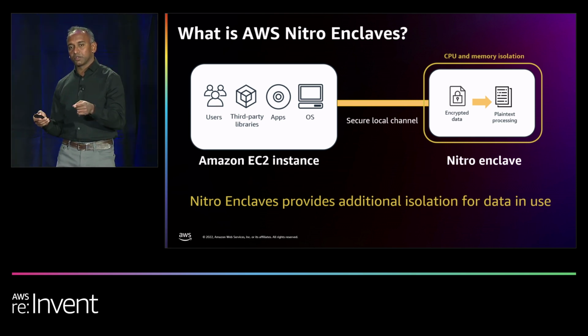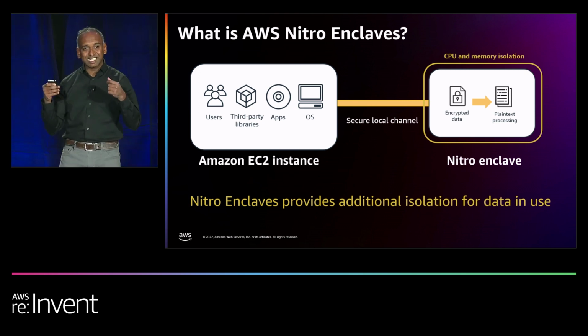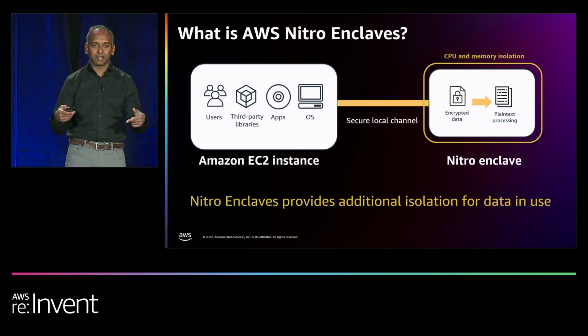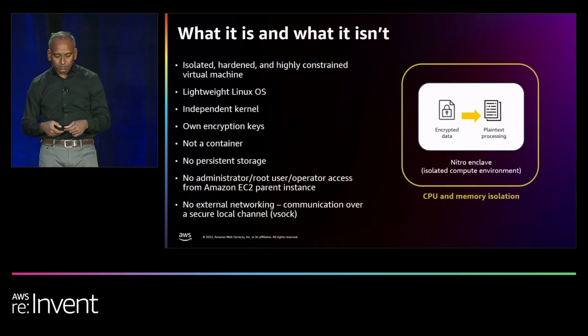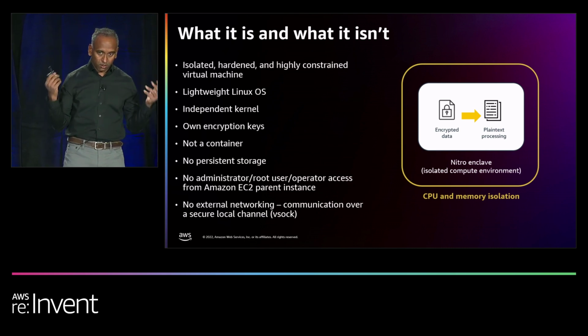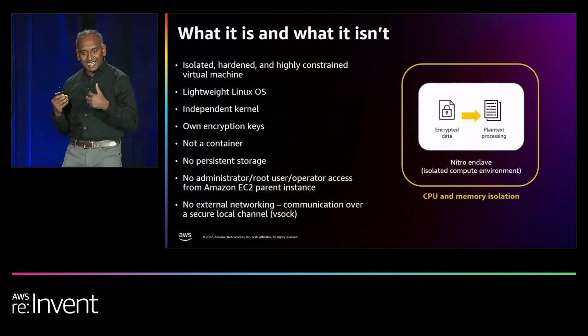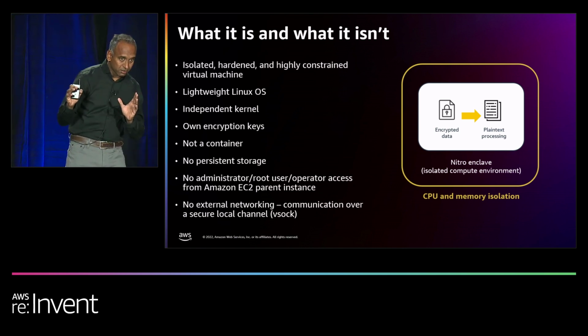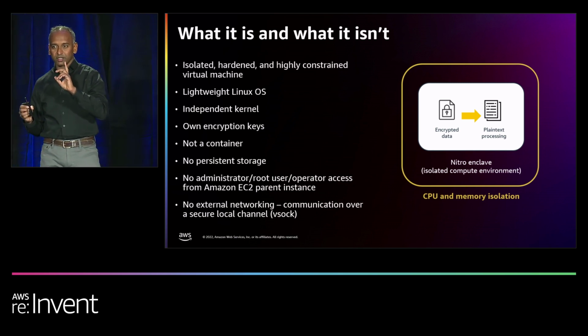So to recap, with Nitro Enclaves, you're getting additional isolation on top of what you already got from the Nitro system to protect data while it's in use. What is it and what is it not? The enclave is an isolated, hardened, and constrained virtual machine. It has its own lightweight Linux OS. It has an independent kernel, and the enclave has its own encryption keys.